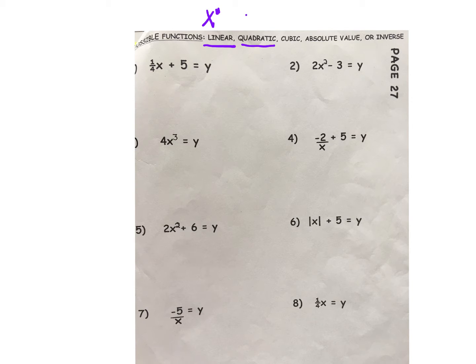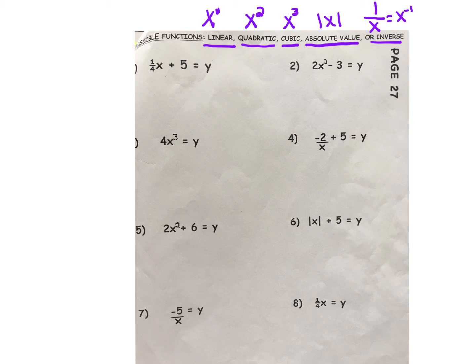Whether it's a quadratic, we're looking for x to the second power. A cubic, which the highest degree should be x to the third power. An absolute value function, where you will see the absolute value symbols around the x in some form or another, or an inverse function, where x is in the denominator. Or it can be written as x to the negative first power.